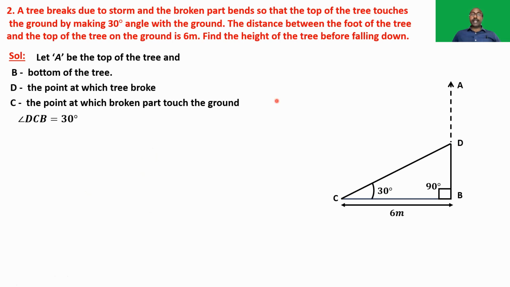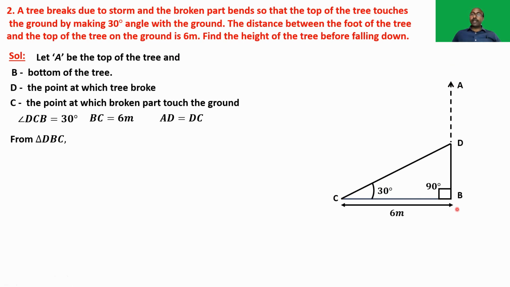And here the measurements are angle DCB is equal to 30 degrees. BC is equal to 6 meters. AD is equal to DC. Why? AD and DC both are equal to broken part of the tree. AD and DC both are equal. Now, from triangle DBC, what we have to find? Here the required height is height of the tree before falling down. That is the length of AB we have to find.